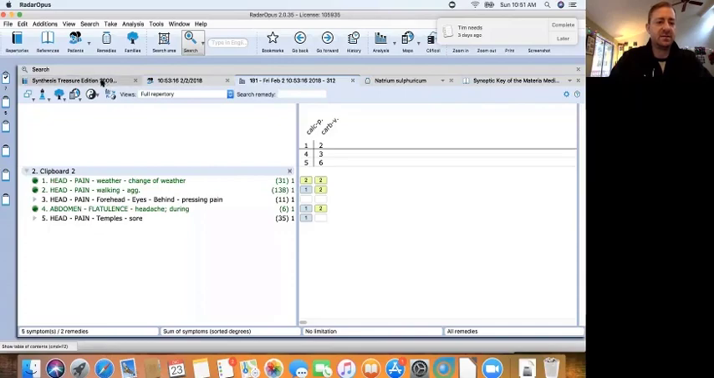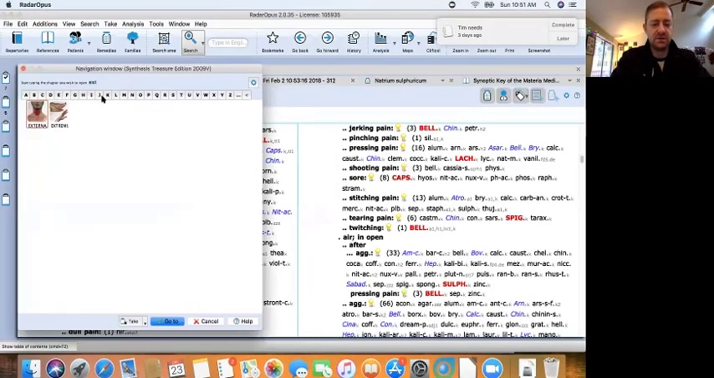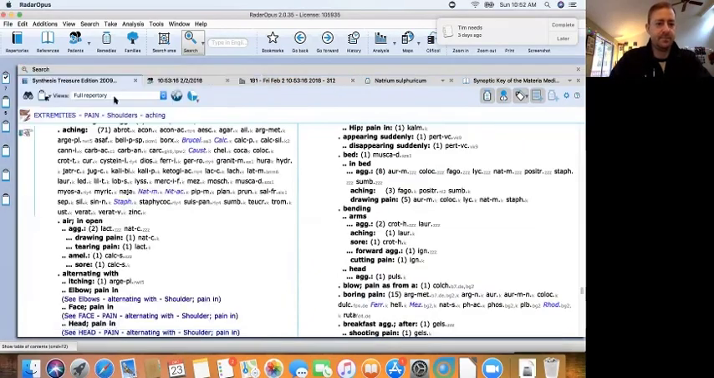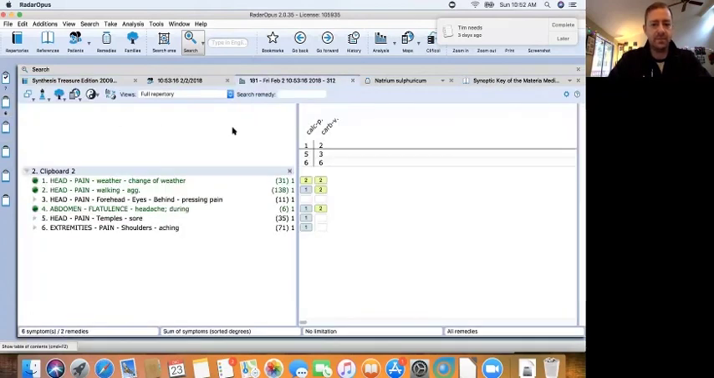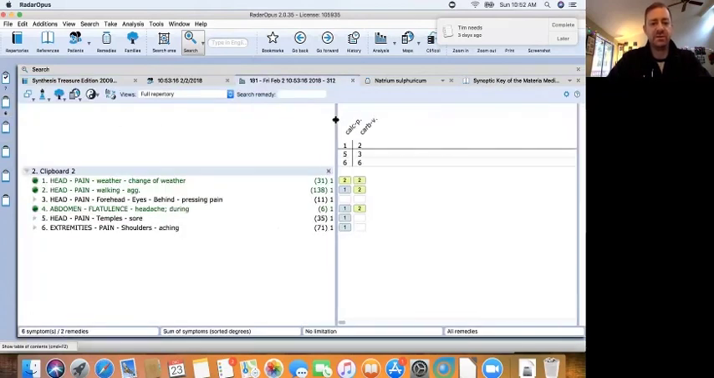Another rubric I checked on to see if it was there was extremities, pain in the shoulders, aching, and calc phos was in there as well. So based on that, especially with the weather change, right? Calc phos is a big remedy for headaches. It's one of the remedies we give for fracture of the skull, for bones that are healing very slowly. But it's also a big remedy for headache.